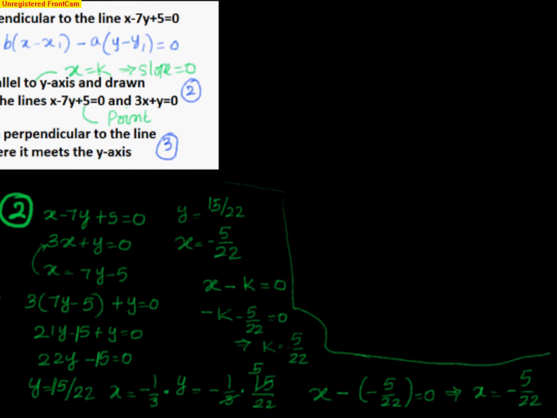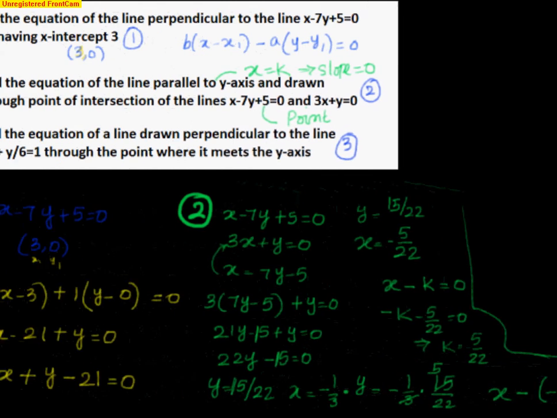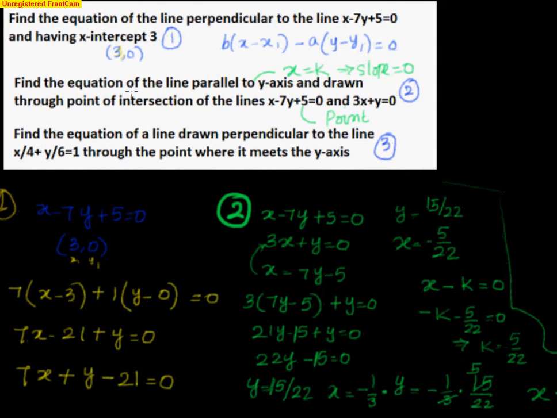The only point here we have to really look into is you have to find out this point of intersection. And what is the meaning of a line parallel to the y-axis? The line which is parallel to the y-axis will be of the form x equal to k, right? So that will give me x equal to minus 5 by 22.